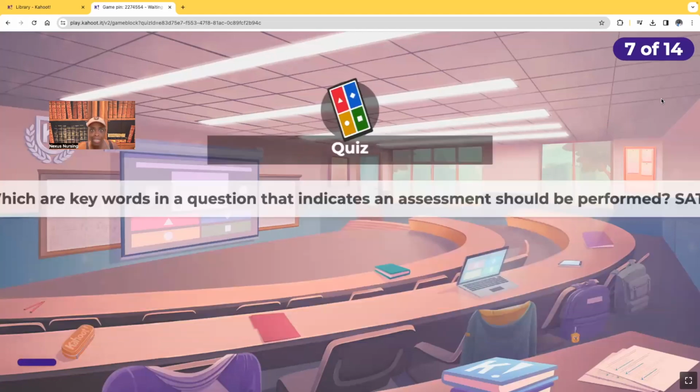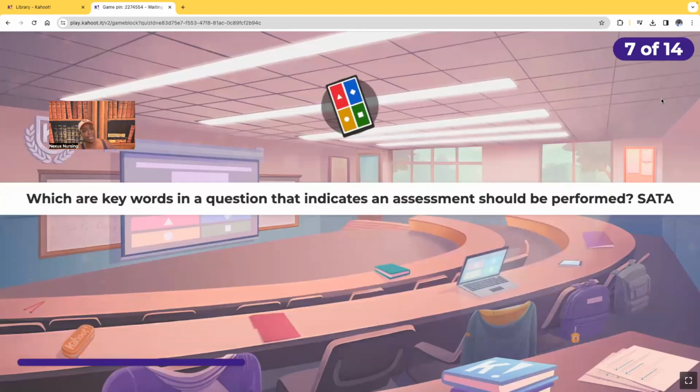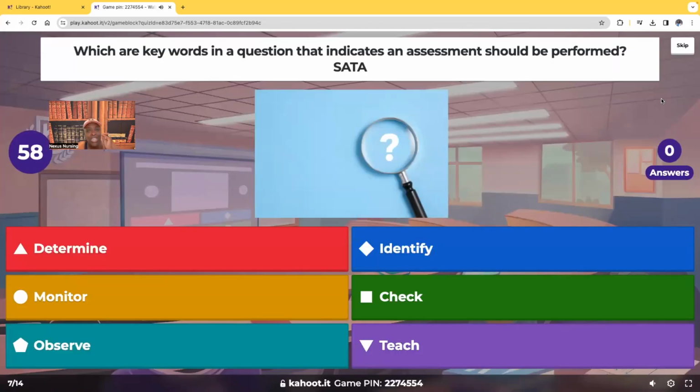Select all that applies. I'm killing you guys with select all that applies today. All right. Which are keywords in the question that would indicate an assessment should be performed? What are the keywords when you see that in a question that lets you know, okay, I have to assess? Here are your choices: determine, identify, monitor, check, observe, teach. Which are keywords to let you know your answer is going to be an assessment type of answer?